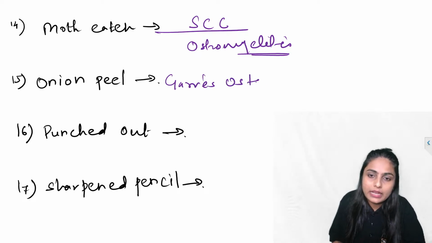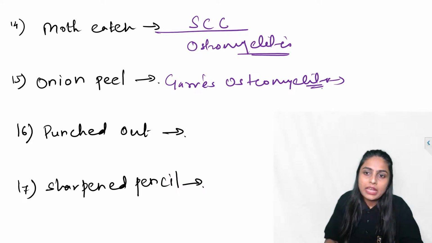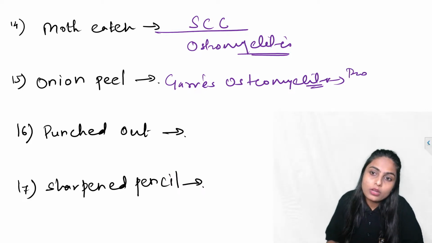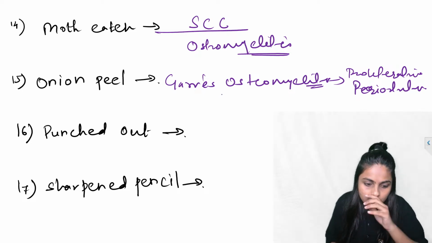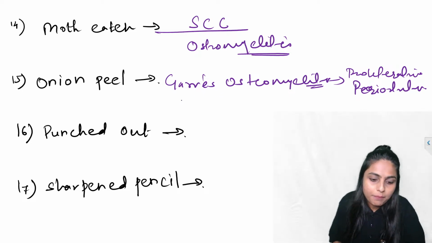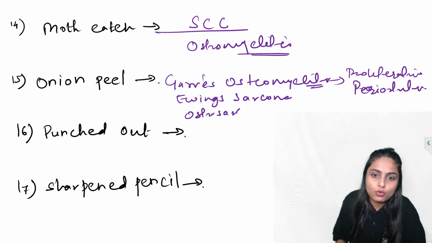Garre's osteomyelitis. Garre's osteomyelitis mostly occurs in children, and it is also called proliferative periostitis. So, onion peel appearance. It is also seen in Ewing's sarcoma. It is also seen in osteosarcoma.